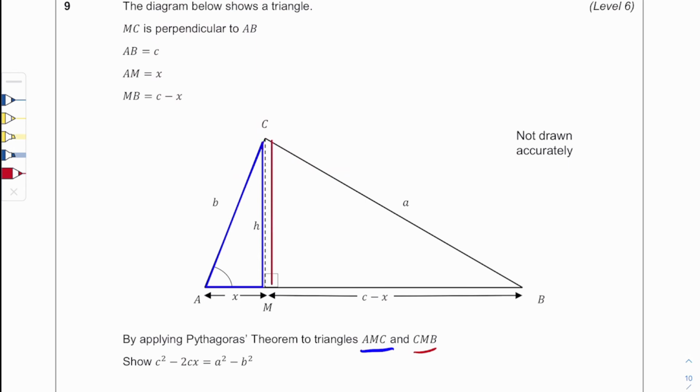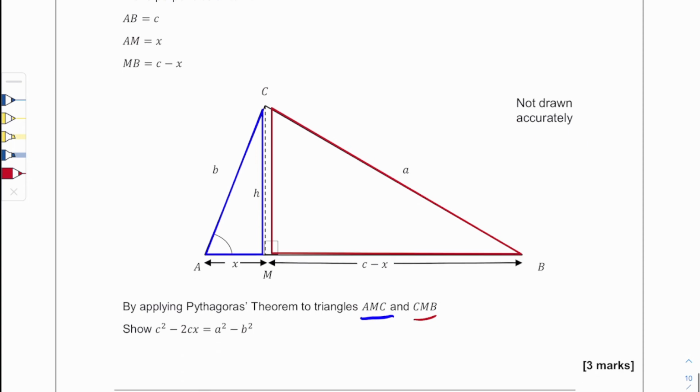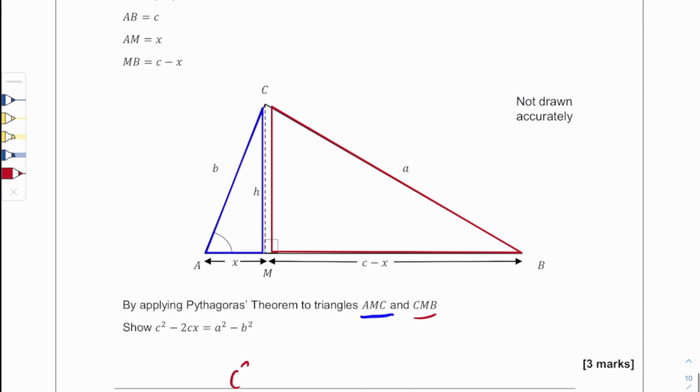So we've got C, down here, down to B, and then across. Okay, right. So the first thing I'm going to do, because I'm not sure how to do this one, is just write down Pythagoras' theorem. Okay, so we've got C squared equals A squared plus B squared.